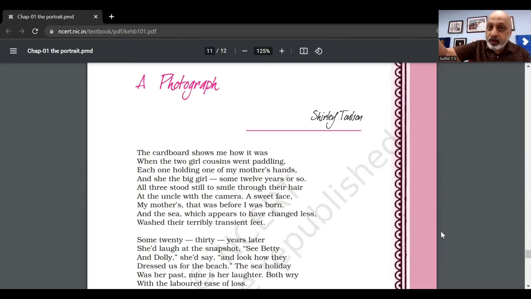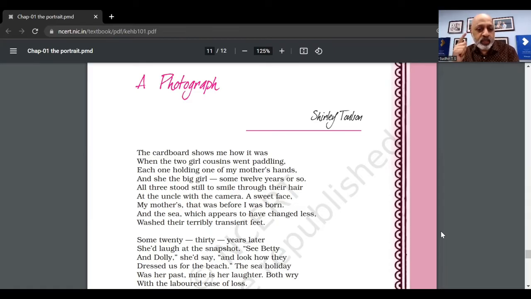Itne saal beet gaye, right? But the photograph has also stood still. It has captured a particular moment and it has stayed there, right? Just like the three girls who had also stood still while posing for the photograph. Their hair was strewn all over their face, and that had caught the poet's attention, right?